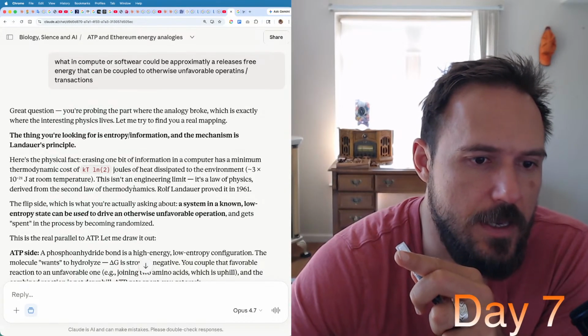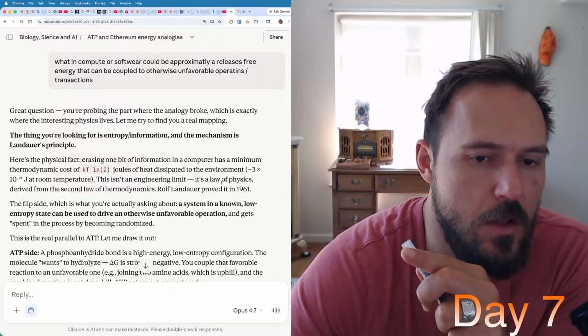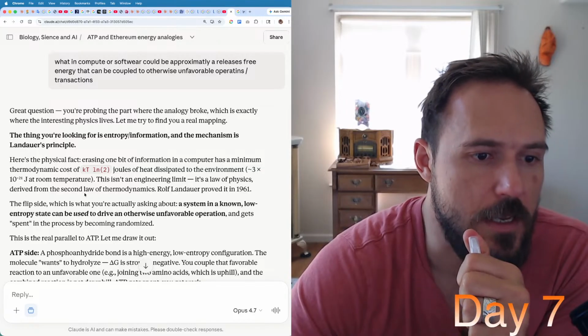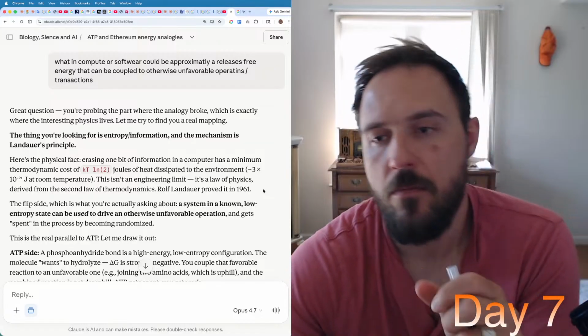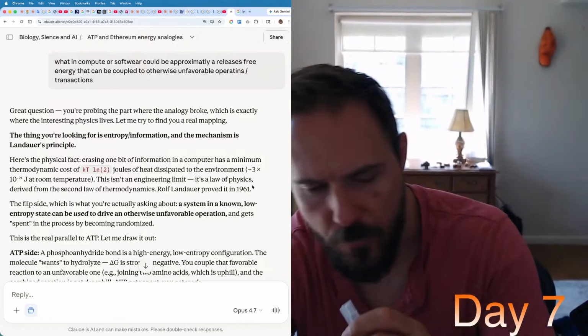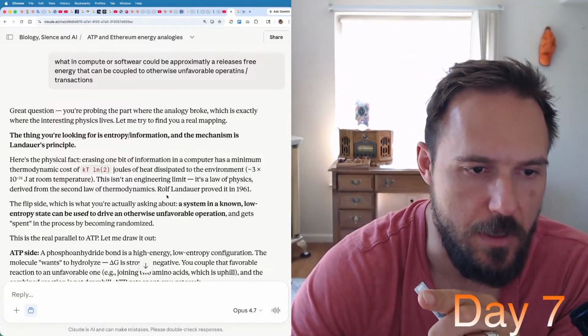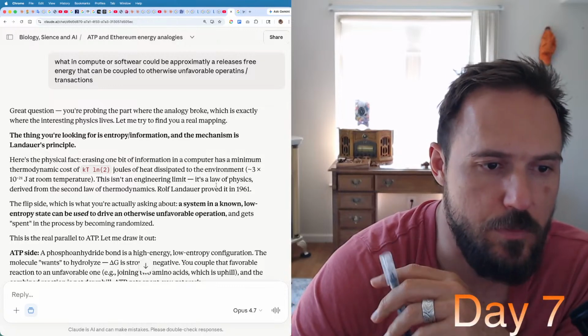This isn't an engineering limit, it's a law of physics derived from the second law of thermodynamics. Rolf Landauer provided it in 1961. I'm not trying to break a law of physics or thermodynamics. Obviously, that's the rules of the simulation.